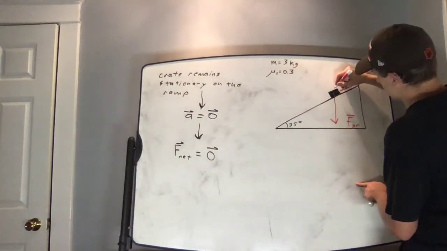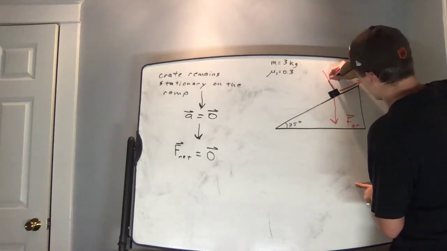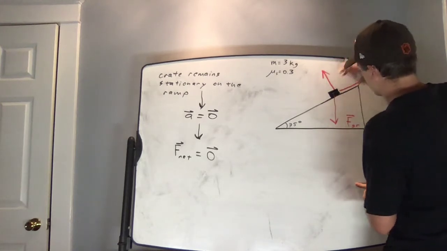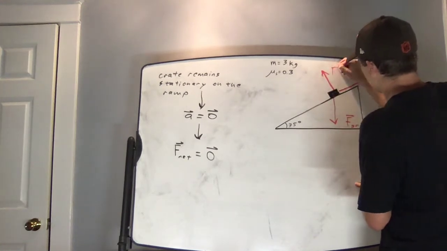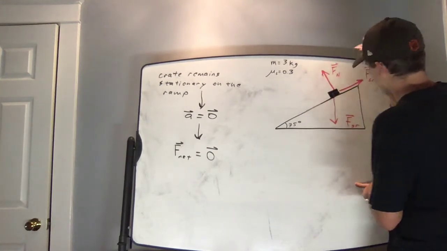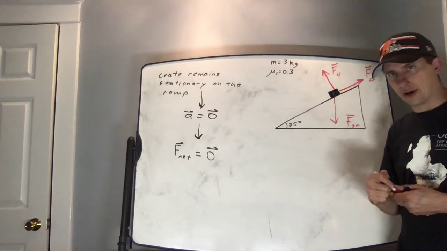So perpendicular to the angled surface is going to point perpendicular to the ramp, so something like this. I'm going to call this force F normal, Fn. And the final force we have is the force of a push.